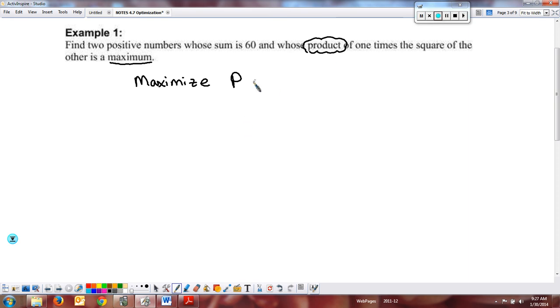And then you ask, what's the formula for this product? Well, they kind of gave it to you here. If you just read through the problem, it's one number times the square of the other number. So name one number X, name the other number Y, and so it's one number times the square of the other number. That gives us our problem.